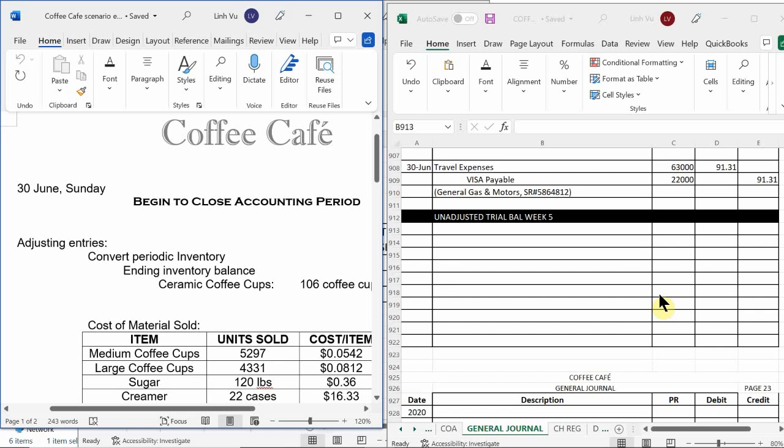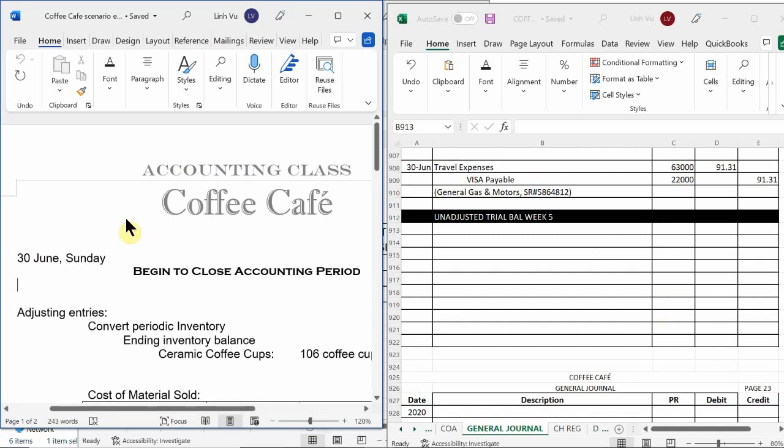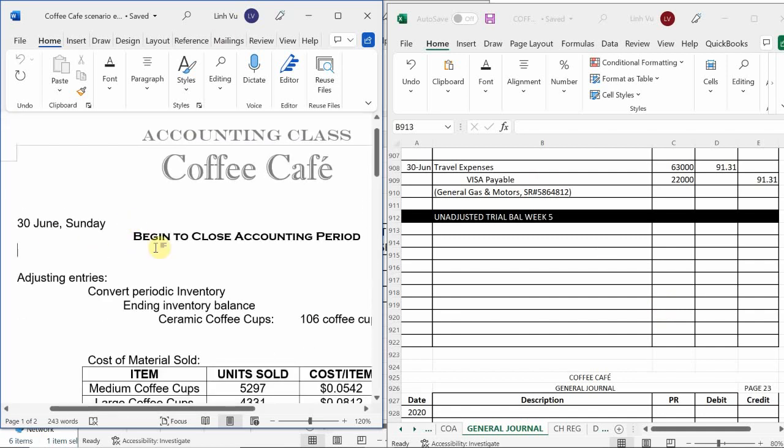All right, welcome back. Now we can go ahead and move on to our adjustment entries that need to be done at the end of the accounting period. So this is step 6, and step 7 is to complete the adjusted trial balance.